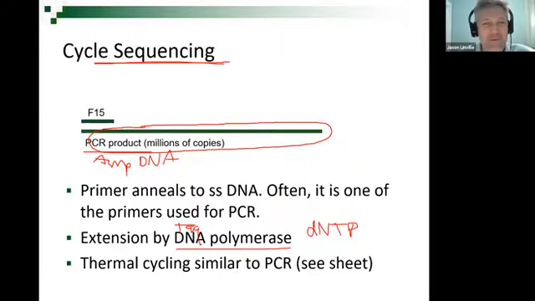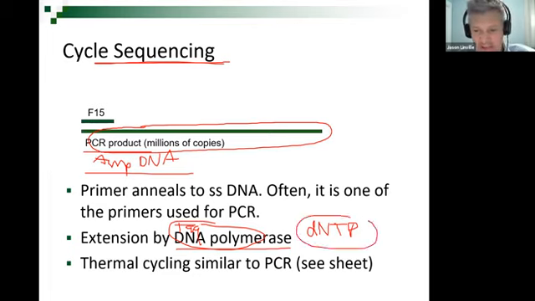All right, the question is, what are the 5 things that go into a sequencing reaction? One is DNA, except it's amplified DNA. Two is Taq polymerase, exactly the same. Three is dNTPs, exactly the same. Here's another difference. You're going to put just 1 primer into the tube.